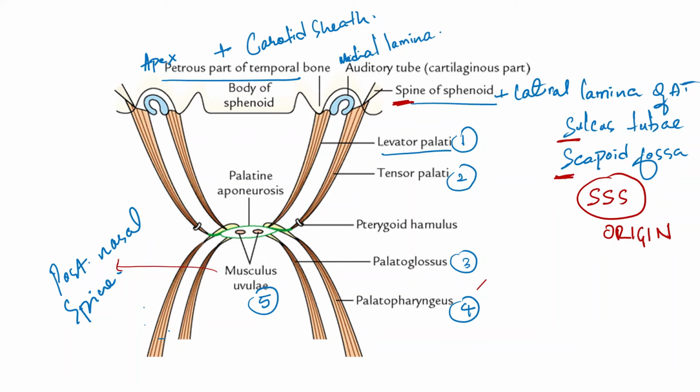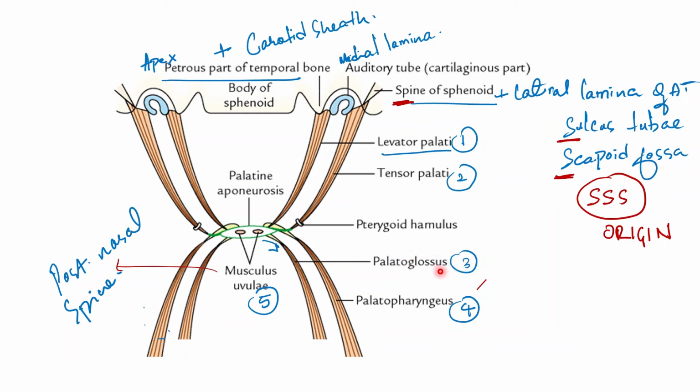Moving on to the lower two muscles, that is the palatoglossus and the palatopharyngeus. The palatoglossus is seen to take its origin from the undersurface of the palatine aponeurosis. As we can see here, the origin is from the undersurface of the palatine aponeurosis, and the insertion of this glossi muscle is over the side of the tongue.